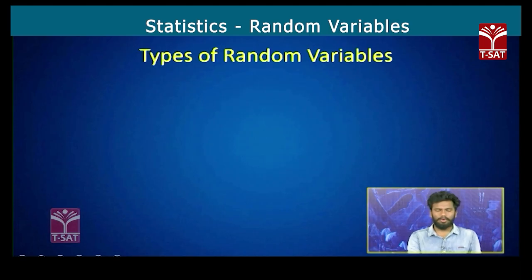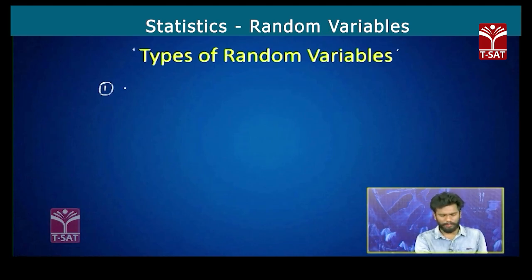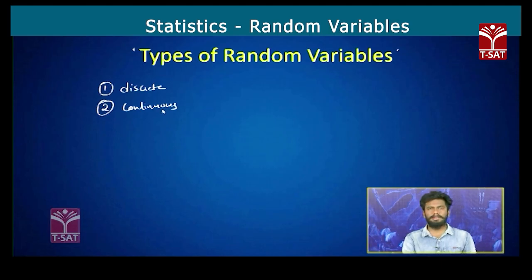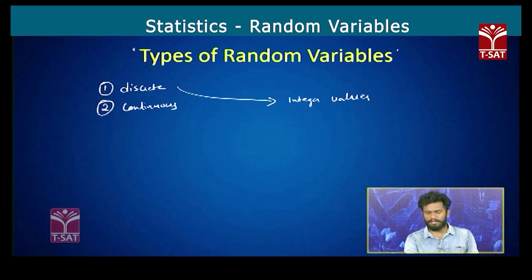Now, we have two types of random variables. First one is discrete random variable, and second one is continuous random variable. So just like when we classified data, how did we do it? Discrete data and continuous data. Same way in random variables also, discrete random variable and continuous random variable. This discrete random variable will consider the integer values. So just like in the last example we have seen, x is considering the values 0, 1 and 2. That's a perfect example for discrete random variable.